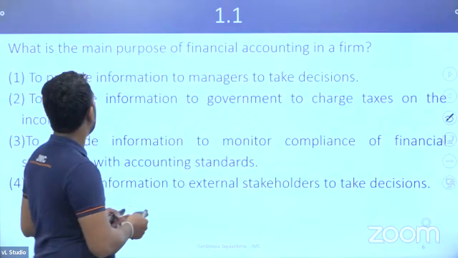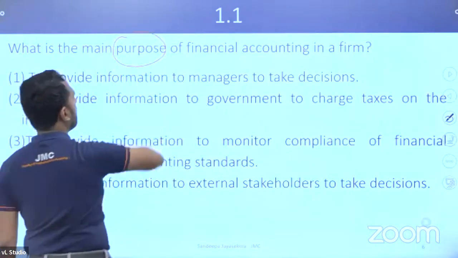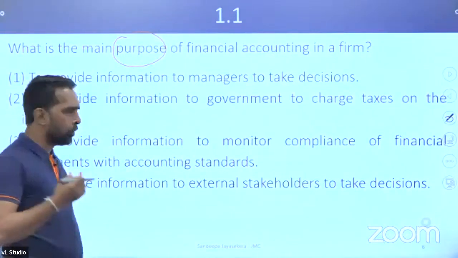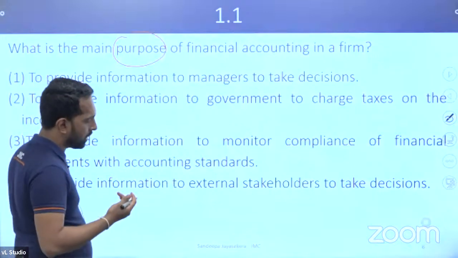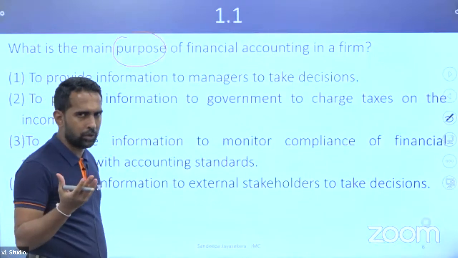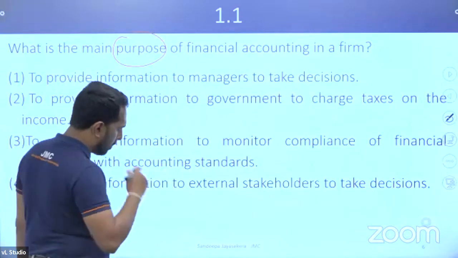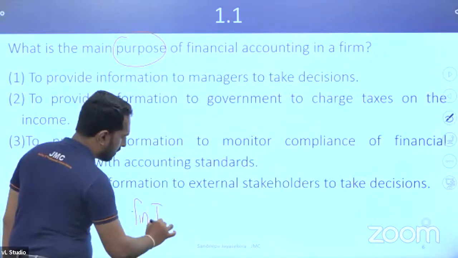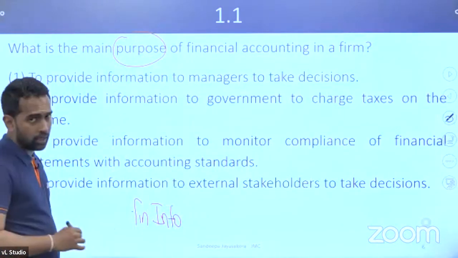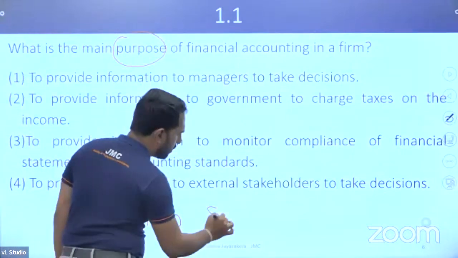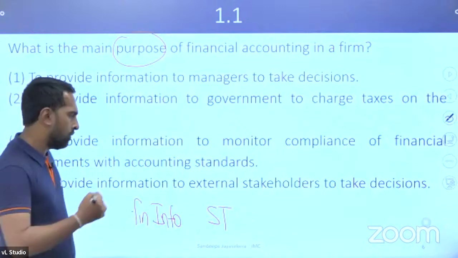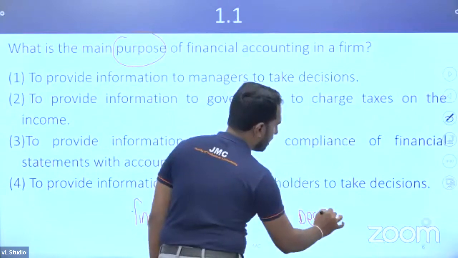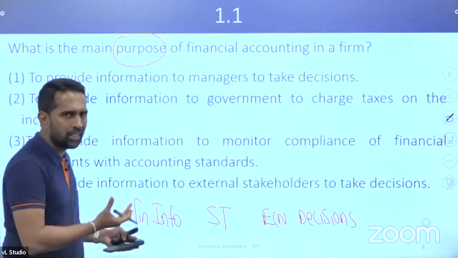Right. What is the main purpose of financial accounting in a firm? Right? Pretty easy question. About the objective or the purpose of accounting, there are basically 3 things you need to remember, right? So when it comes to the objective, our objective is to provide financial information, and we are going to provide them to the stakeholders. And why are we providing them? For them to take economic decisions. That is our whole purpose. What you need to remember is these 3 things.